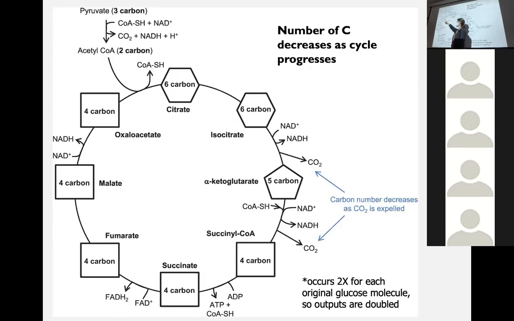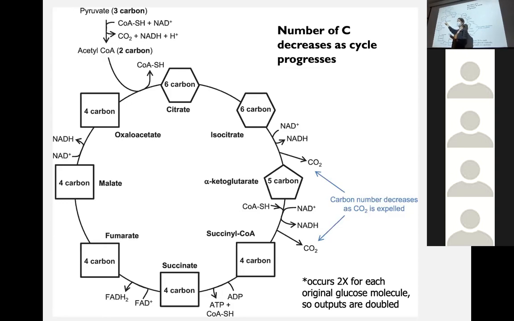Oxaloacetate has 4 carbons. Acetyl-CoA has 2 carbons. When they come together, when they bond at the very beginning of the Krebs cycle, you end up with a 6-carbon molecule. 4 plus 2. Okay, so we have 6 carbons in the next step, and then we're losing a CO2, so we're down to 5 carbons. And then we lose another CO2, and we're down to a 4-carbon molecule. So by losing those 2 CO2s, we end up back at oxaloacetate with 4 carbons.